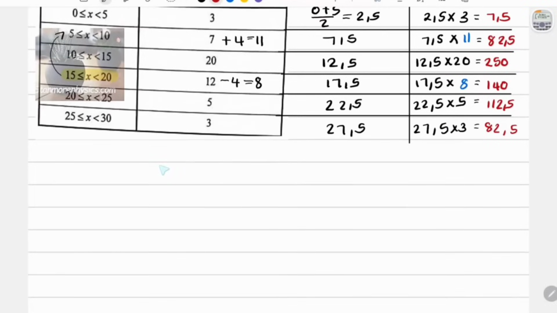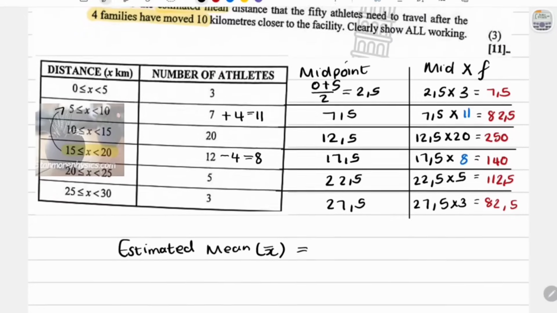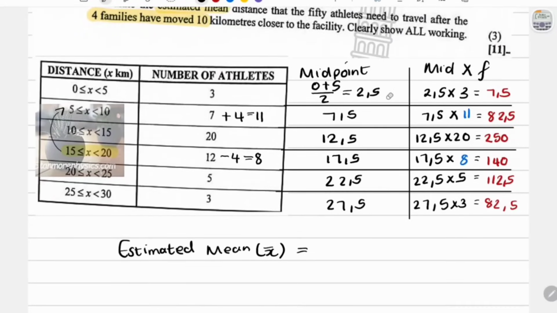Then now to actually find the estimated mean, because that's actually what we're looking for. We're looking specifically for the estimated mean. To find this, the way the mean is normally found is you take all the values, the data points that you have, and then you divide by the number of data points. So the data points that we actually have here would be these. You see, because instead of just taking 2.5 kilometers, we know there are 3 athletes in this category. So the total kilometers we have is 7.5.